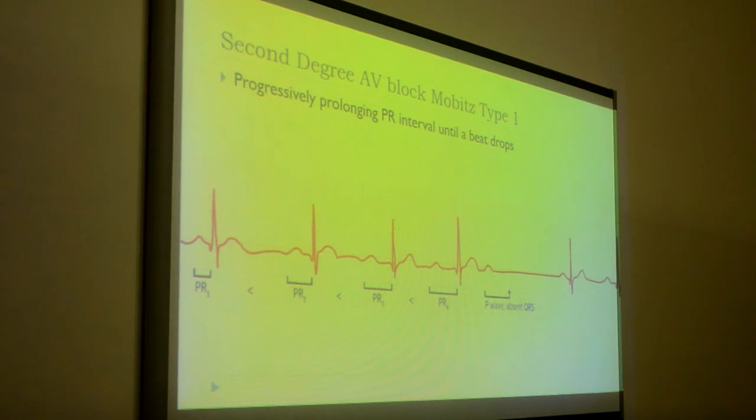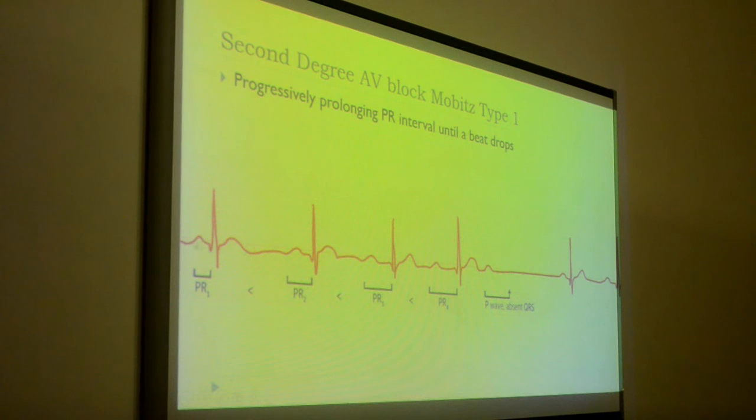Second degree is a bit more confusing because there are two types. You have Mobitz type 1, then you have Mobitz type 2. In all second degree blocks, or in both types, there will be skipped beats. But the difference is the PR interval. In type 1, the PR interval gets slowly, slowly prolonged.